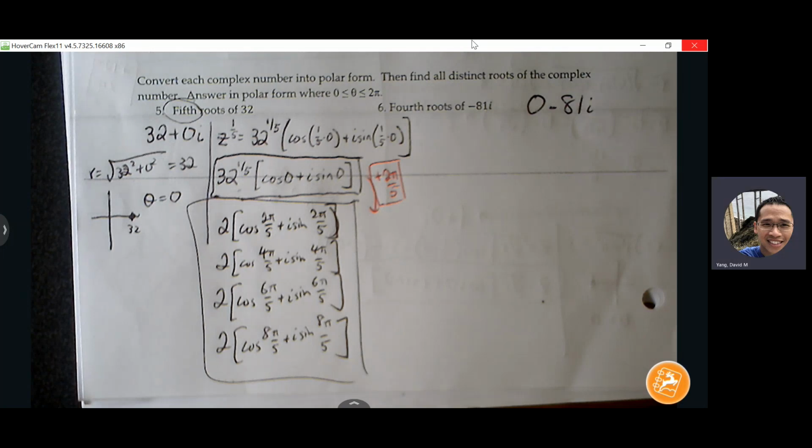So think of this as your ordered pair, right? If I were to ask you, how would you graph 0, negative 81? It would be down on the y-axis, right? Which is 3 pi over 2. Yeah, think of your first number as your x, think of your second number as your y. Now, if it was not on the axis, then I would rely on inverse tangents, because it's not easy to find. This one is easy to find.